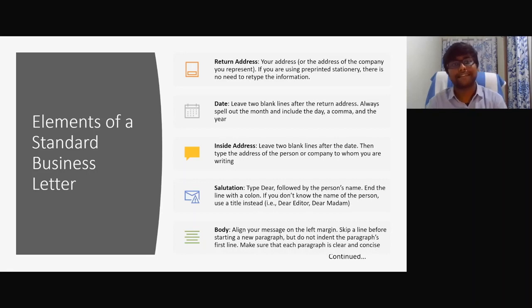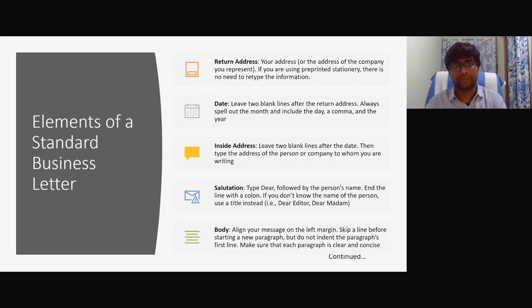The next element is the date, where we should write the date on which we are writing the letter by leaving two blank lines after the written address, and we should mention the month, the date and year by separating them with commas. The next element is the inside address, where we will leave two blank lines after the date and then type the address of the person or the company to whom we are addressing the letter.